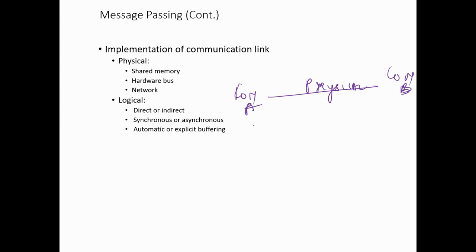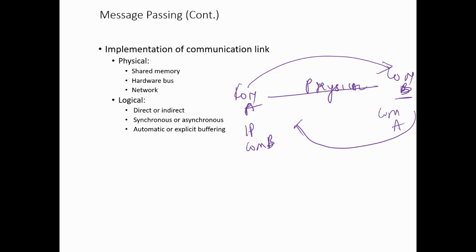Or if computer A gets to know the IP address of computer B, then computer A can share the information with computer B. And if computer B comes to know the IP address of computer A, then it can give the response back to computer A, right? So this is in terms of a network overview.